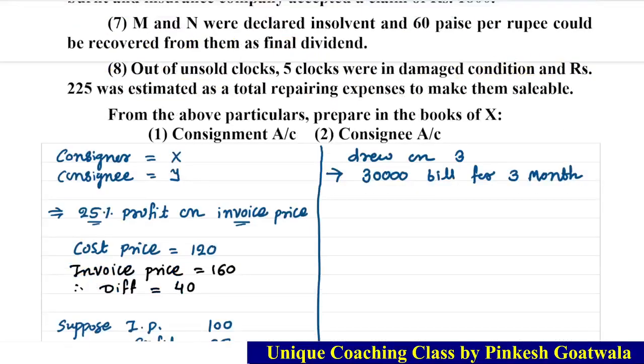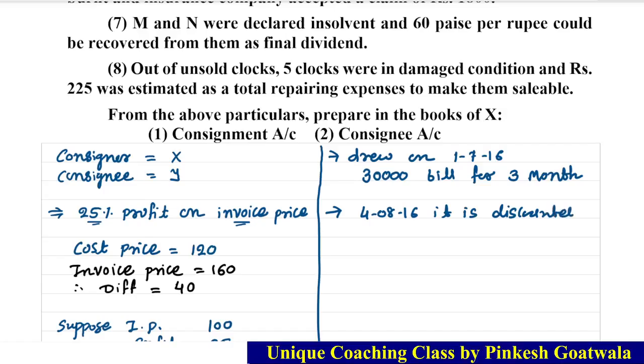1/7/16. Okay, it is due on 1/7/16 and discounted on 4/8/2016. Okay, it is discounted at 18%, so per annum. So 18% discount થી discount કરી છે.